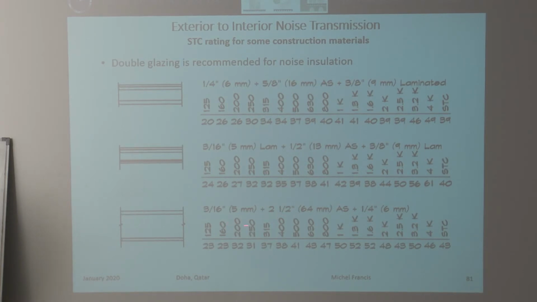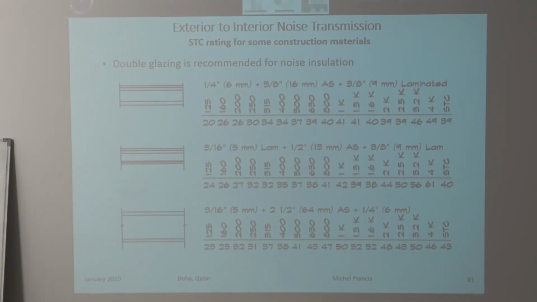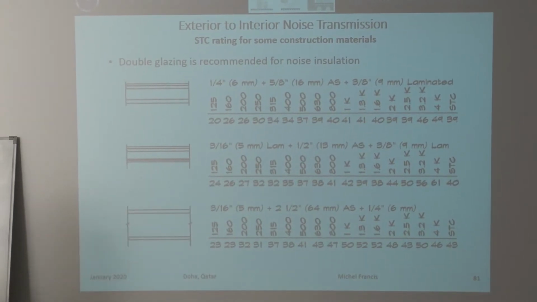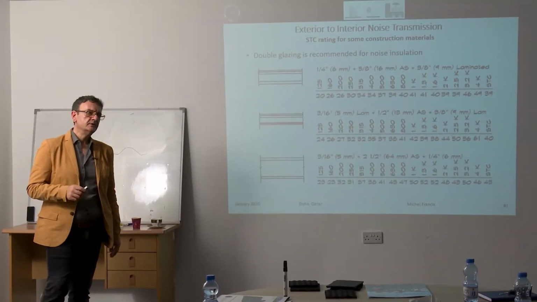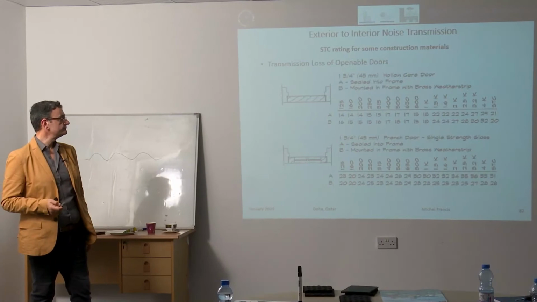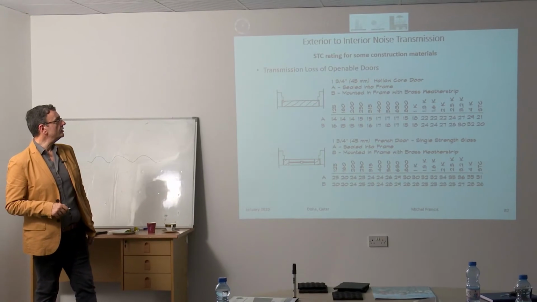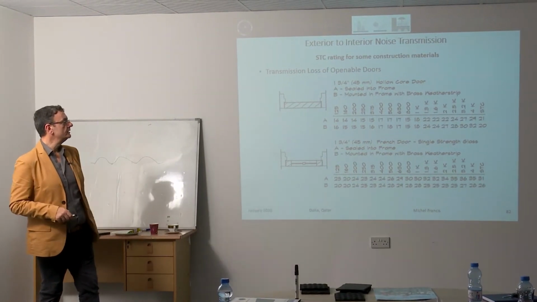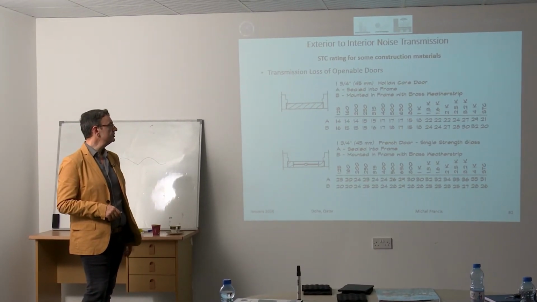Here 5 mm, then 64 mm air, and then 6 mm. That's going to give you 43. So you see, for example, in this one we increased the air gap, and that gives us better performance, even though we don't have laminated glass, which is more expensive than normal panel glass. So by just increasing the air gap, you're getting a better performance. For doors, again, a hollow core door like that one is going to give you 20 and 21. Not that good.